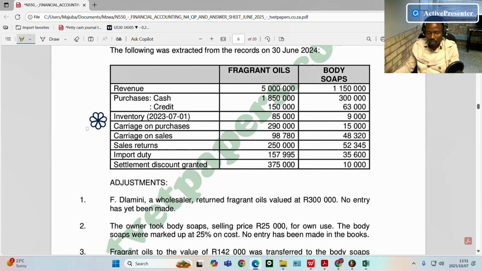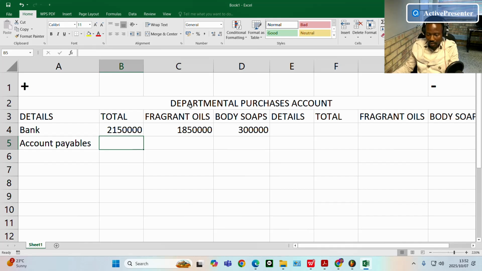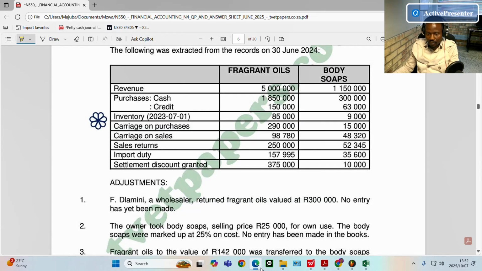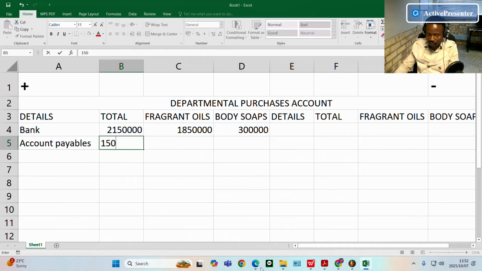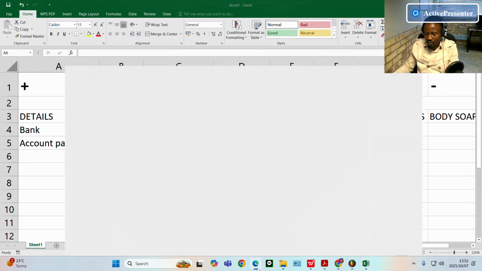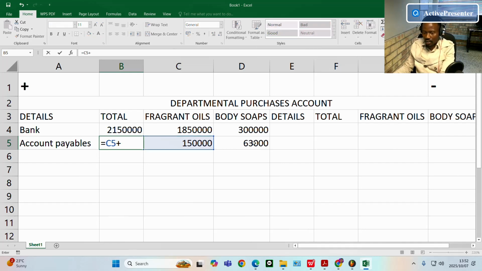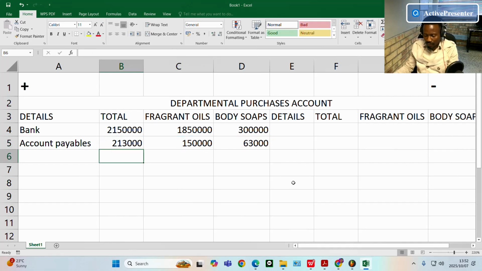Okay, when it comes to credit, it means we bought on credit, so that's accounts payable. For fragrant oils, 150,000. And then it's 63,000 for body soaps, if I'm not mistaken. Let me just confirm. Yes, it is 63,000. So we are going to be adding the two under the total.